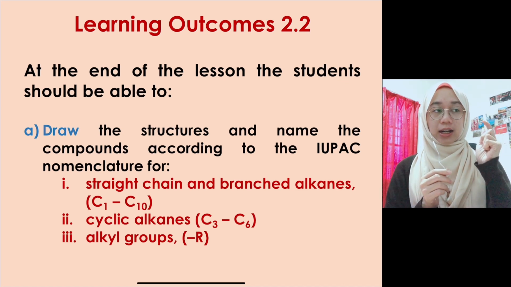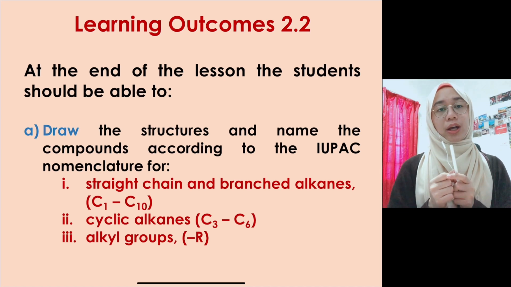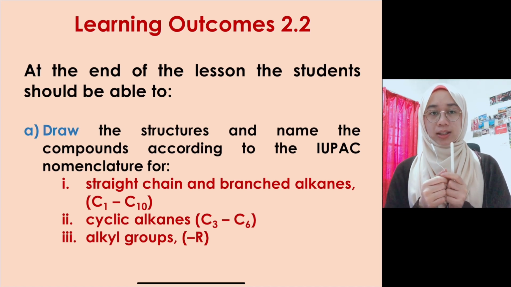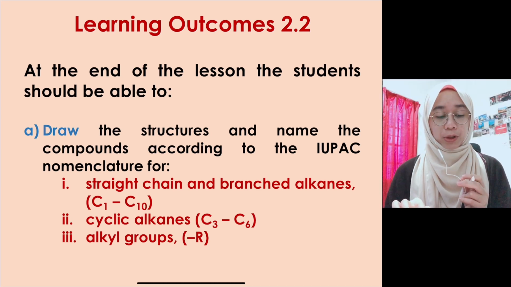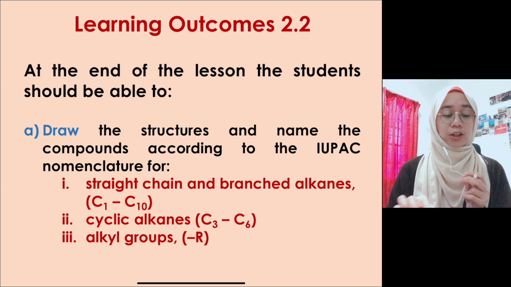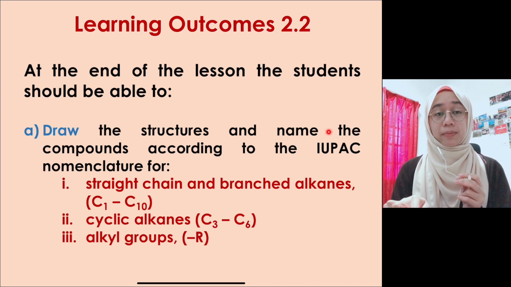Okay, yang straight chain CnH2n plus 2, yang cyclic pula would be CnH2n. Okay, so for 2.2, by the end of this lesson, you should be able to draw the structures and also name the compound according to the IUPAC nomenclature.